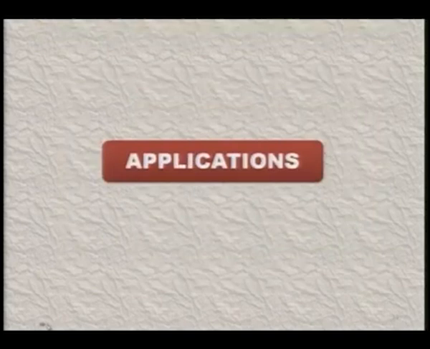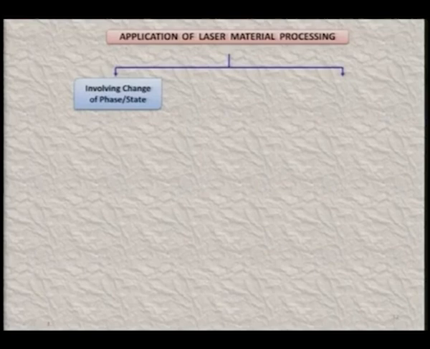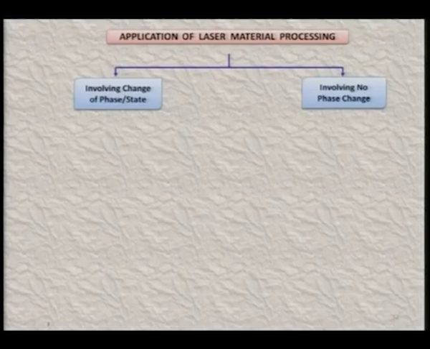Let us see the various applications of laser beam machining. Application of laser in material processing. Now, material processing may take place in various ways. One of them may involve a change of phase or state of the workpiece material. Another may be that there is no phase change of the workpiece material.